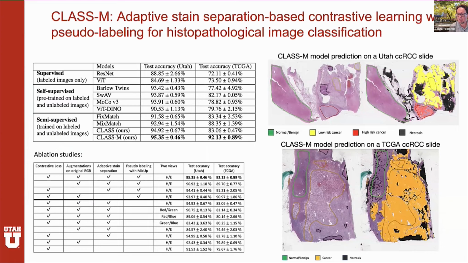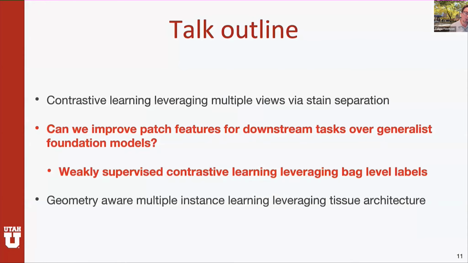But at the end of the day, the advantage of this patch level approach is you can get this nice semantic segmentation like outputs, right? So not just predictions for the whole slide, but actual localized predictions. So moving on to the second part then.